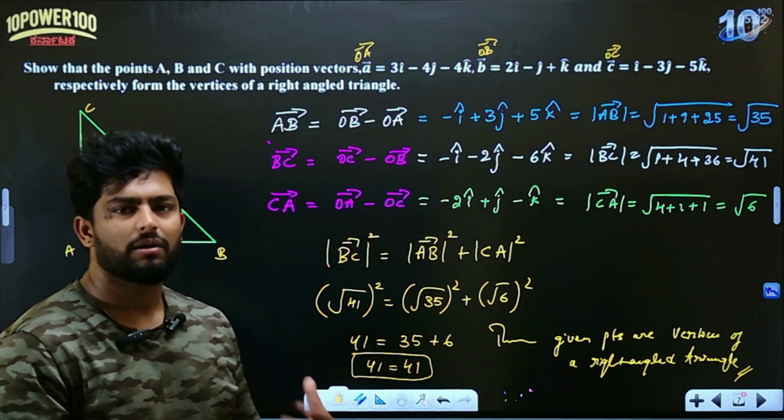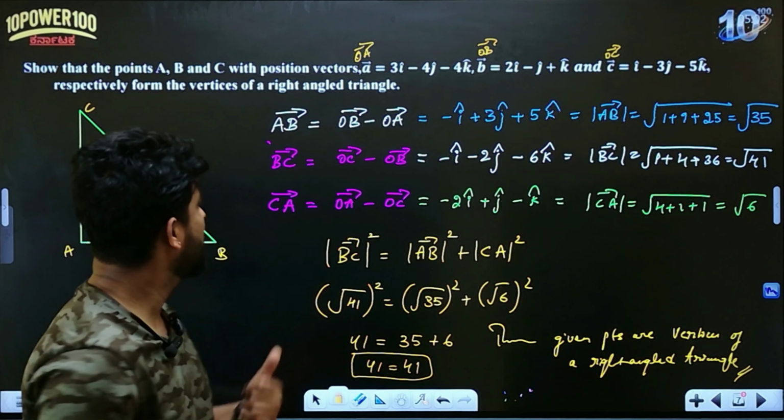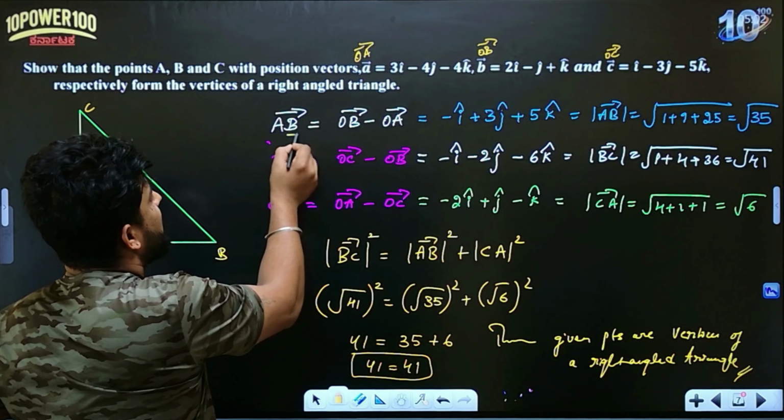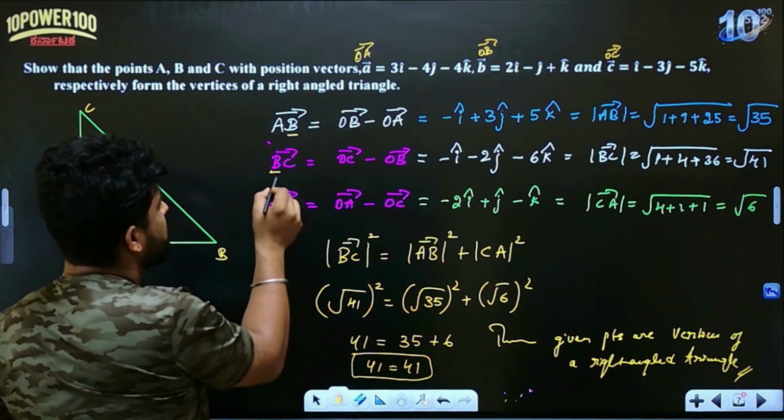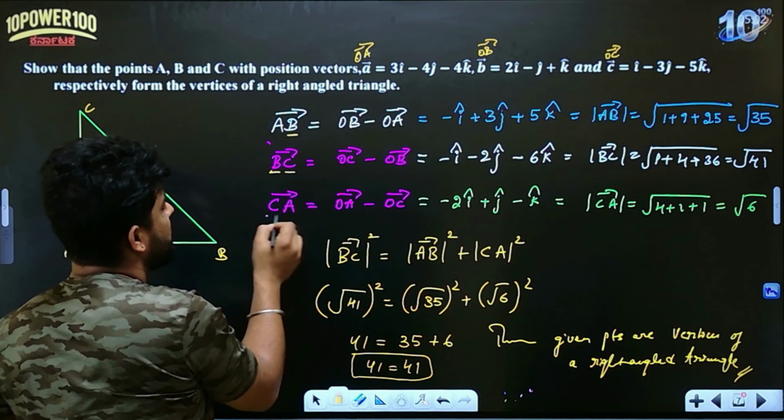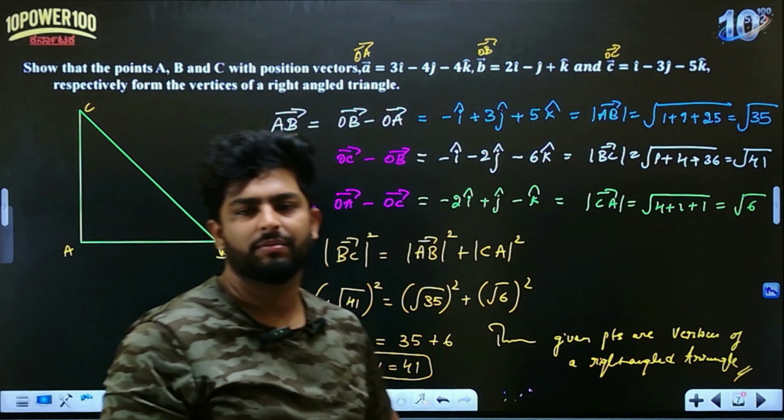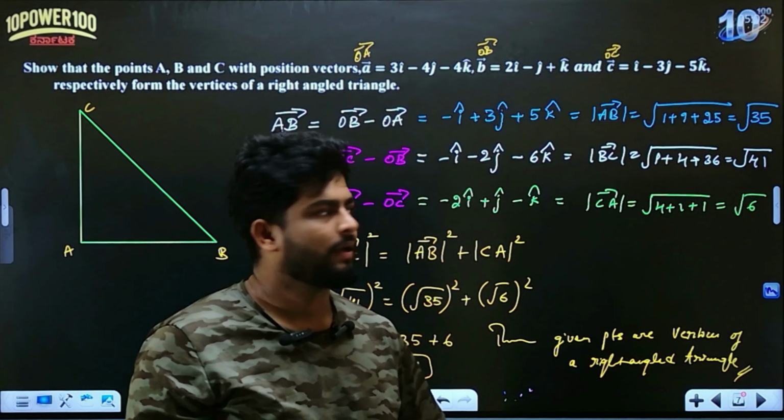It may seem a bit lengthy, but follow the strategy. AB is ending at B, so that's why you started at B. Next BC is ending at C, so that's why you started with C. Remember this, so that you can easily do it.